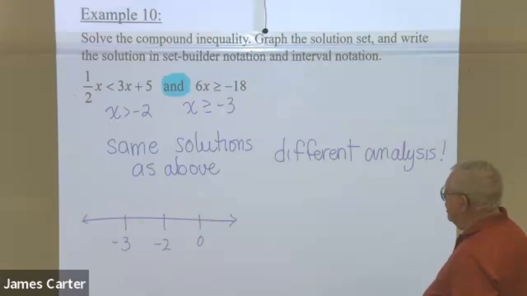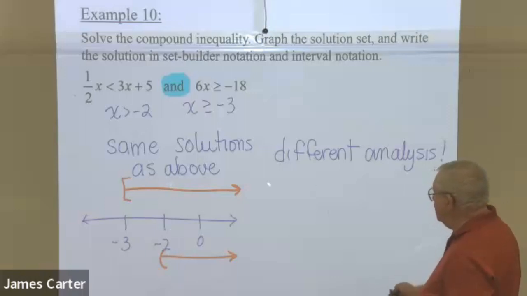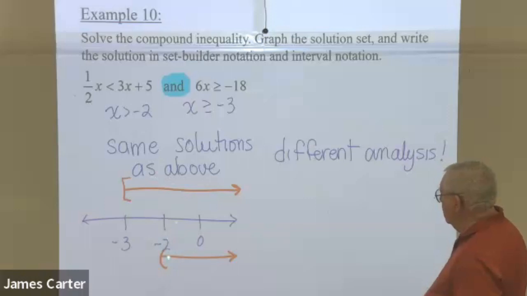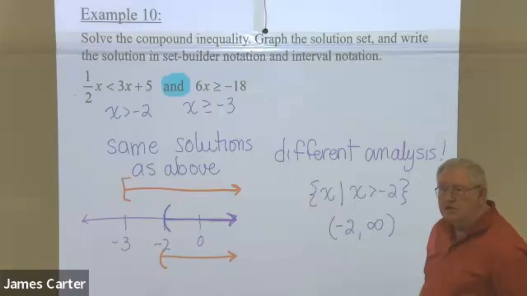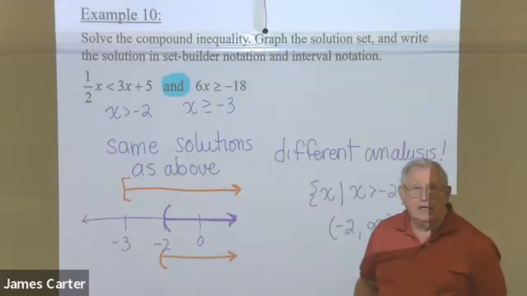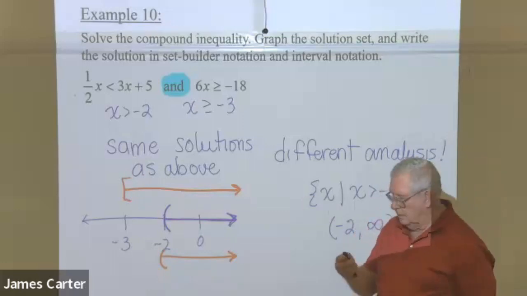So here's our different analysis. Here's our two graphs. What is the part that is shared in both of these? Well, it's only this area. That part is not shared in both. So in this case, the answer is only those items greater than -2, from -2 to infinity. So that's the different impact in and versus or.